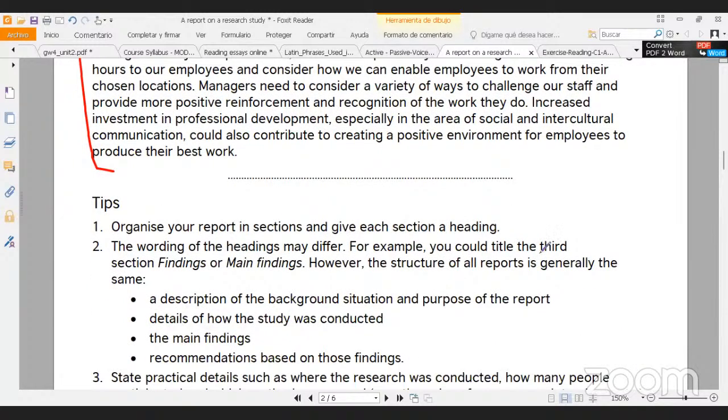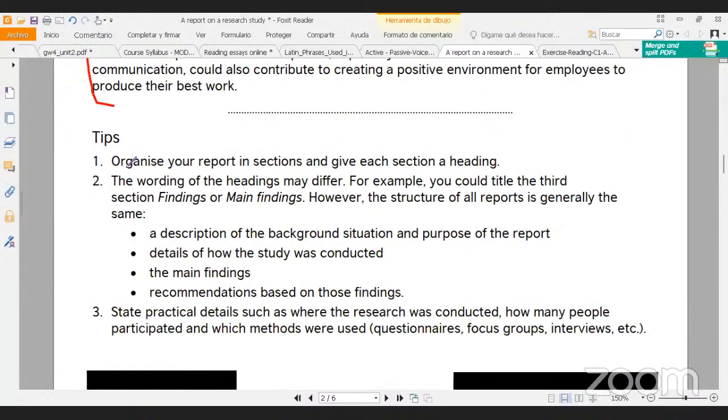Okay, thank you, Camila. And we have some tips. Number one, organize your report in sections and give each section a heading. Number two, Joanna.